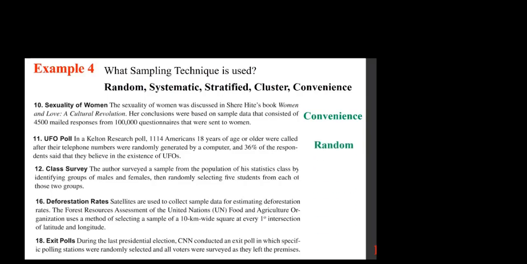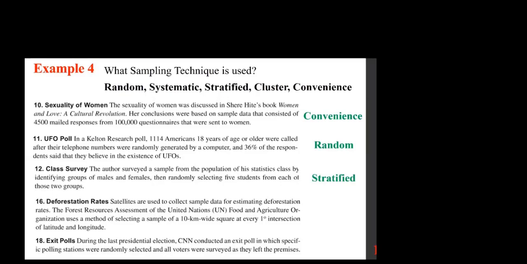Perfect. Next. The author surveyed a sample from the population of a statistics class by identifying groups of males and females, then randomly selecting 5 students from each of those 2 groups. Perfect. Stratified. Beautiful. Next one, please.